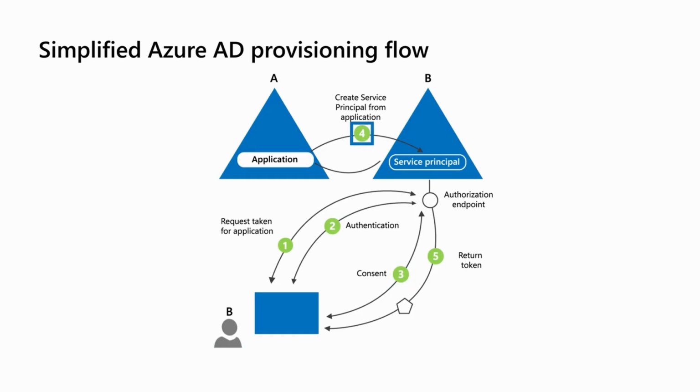4. Azure AD uses the application object in A as a blueprint for creating a service principal in B. 5. The user receives the requested token. You can repeat this process as many times as you want for other tenants, C, D, and so on. Directory A keeps the blueprint for the application object.